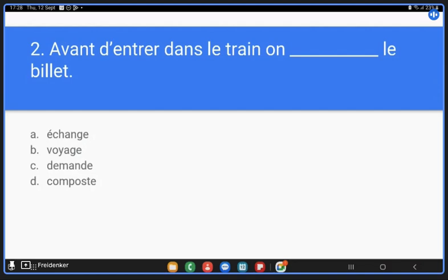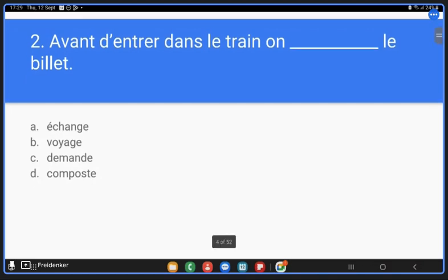So the answer is apparently compost, because that's what French people do before entering the train. They shred the tickets.